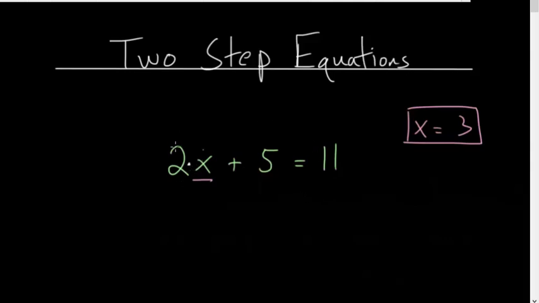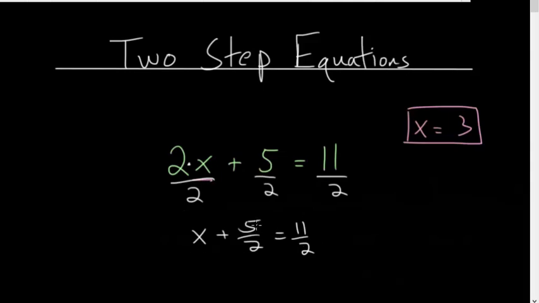For instance, let's try and get rid of this times 2. And we want to do the opposite, so we will divide by 2 to cancel that. But the problem is, if you divide something by 2, you have to divide everything by 2. Same thing with multiplying. If you multiply something by 2, you have to multiply everything by 2. So this gets divided by 2, and this gets divided by 2. And so you end up with these canceling out. You get x plus 5 halves equals 11 halves.